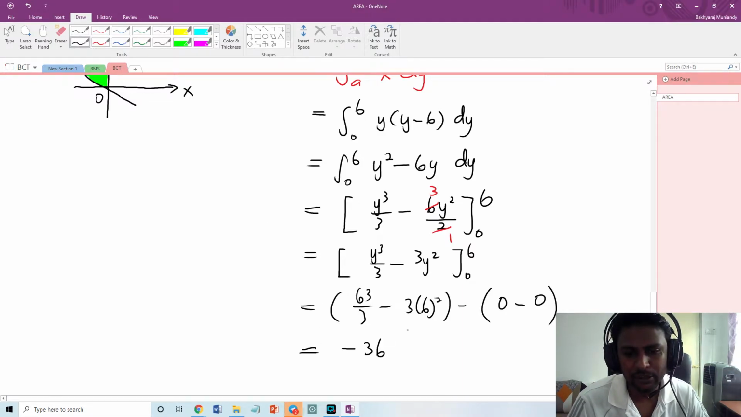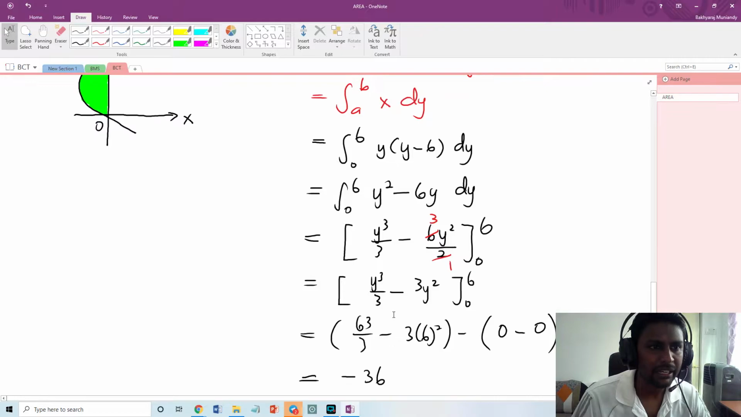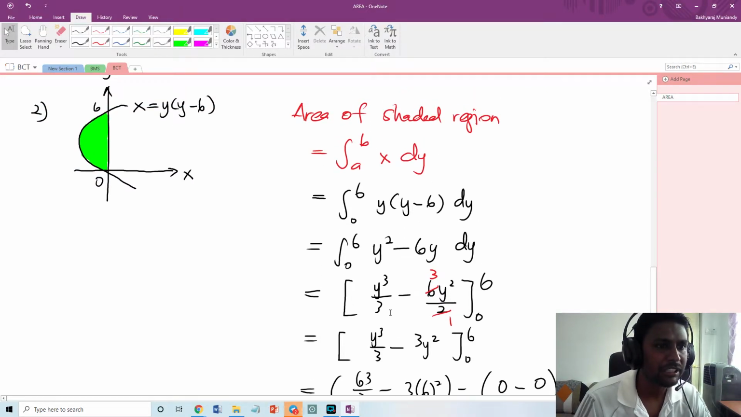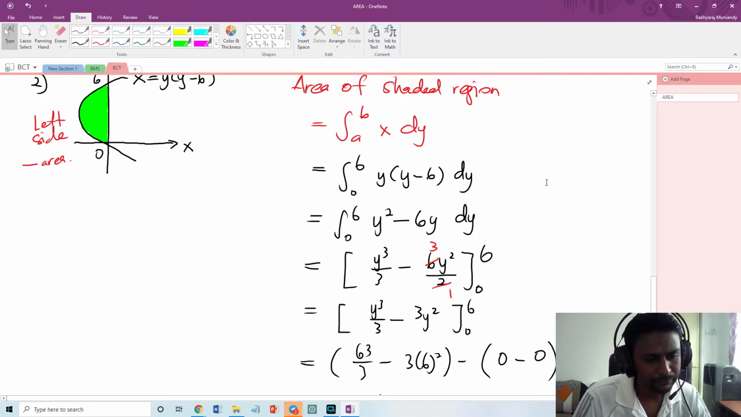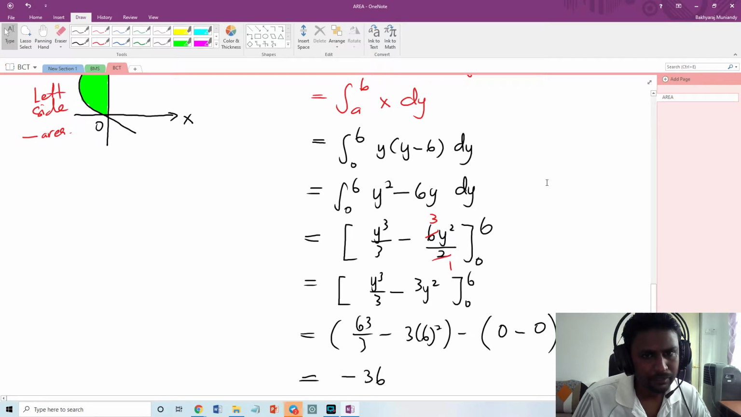Yeah, correct. Look at here, look at the diagram again. Your diagram is actually on the left side. Since it's on the left side, you should get a negative answer, a negative area, right? So what do we do when we have a negative area?